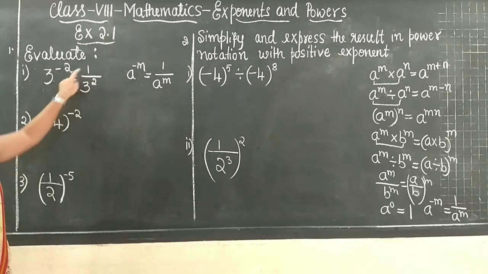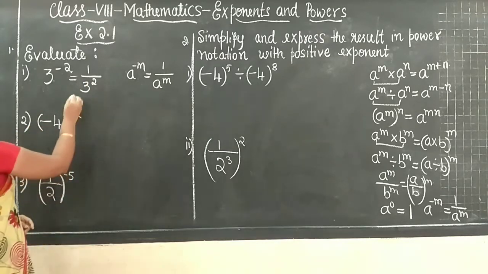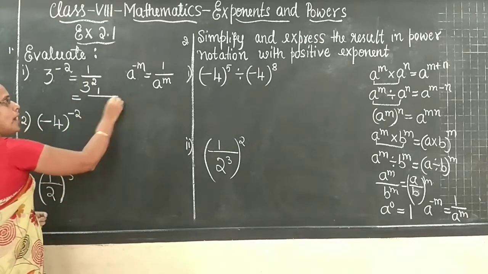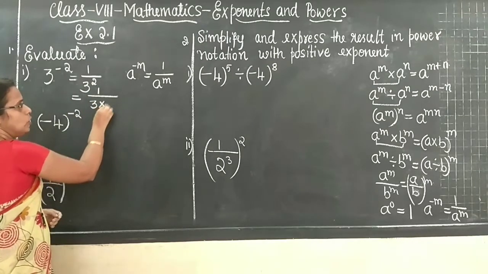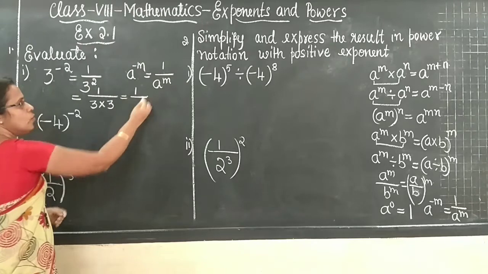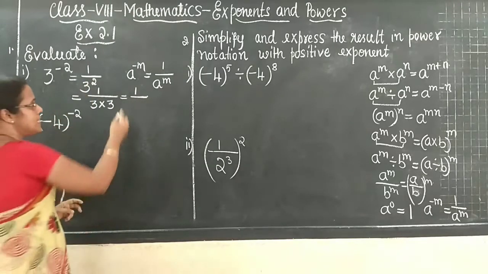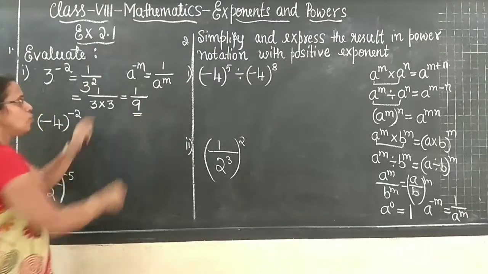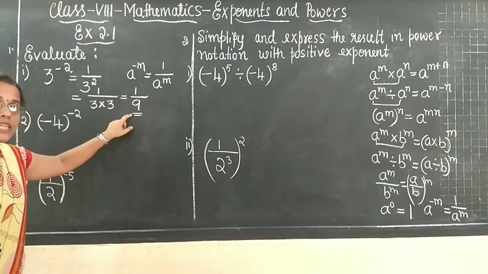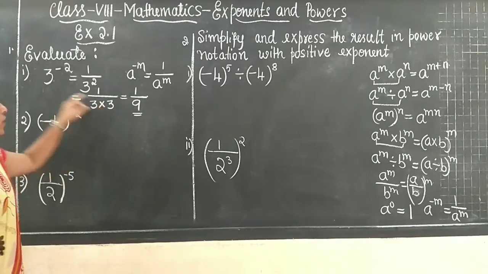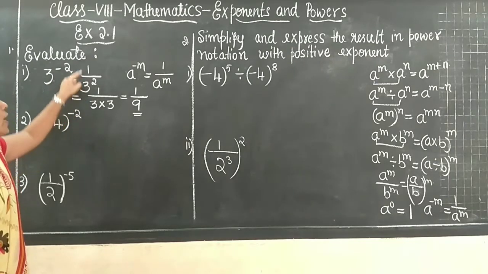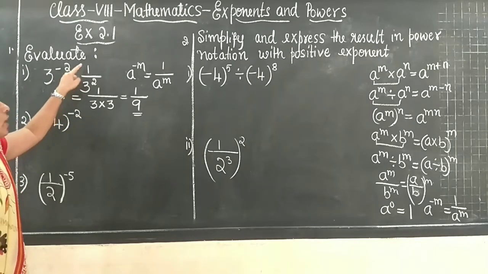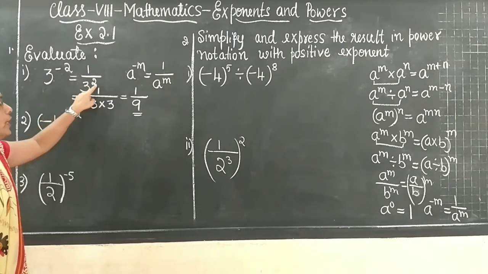Can you make out, children? 1 by 3 to the power 2 can also be written as 1 by 3 multiplied how many times? 2 times. That is 3 into 3. So what is the answer? 1 by 3 square, 3 3s are 9. So 1 by 9 is the final answer. So if the power is negative, you have to bring it to positive. How? By reciprocal.